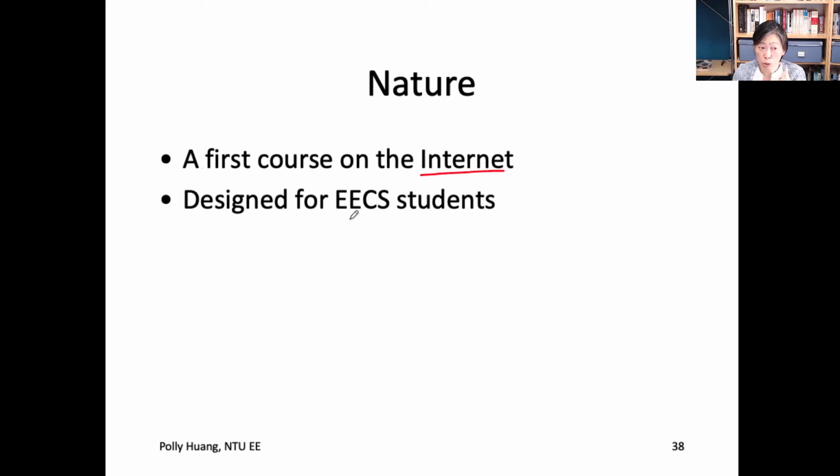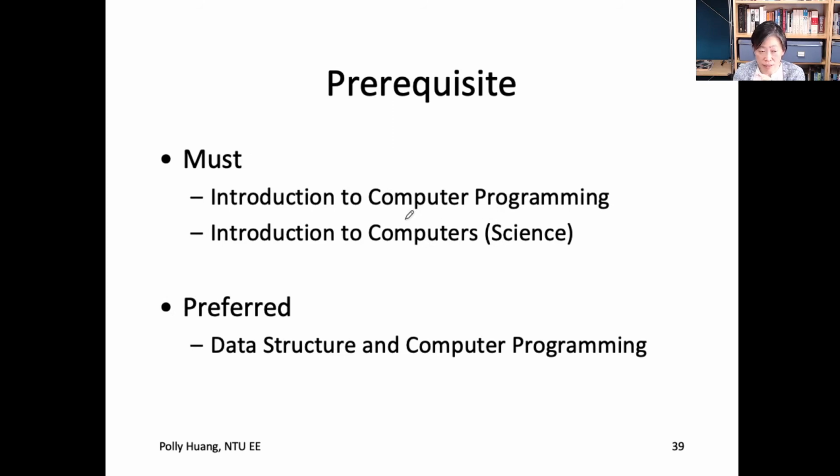Now, I'm assuming that I'm teaching EECS students, which means you should have courses such as Introduction to Computer Programming, as well as your first course introducing you to computers, where there are some important hardware components, they're connected, and then there's an operating system allowing interaction between these components, and then there'll be programs running on top of these operating systems, manipulating the hardware, particularly, for example, the network interface card, so that the data can go out from one computer and reach the other end, another computer.